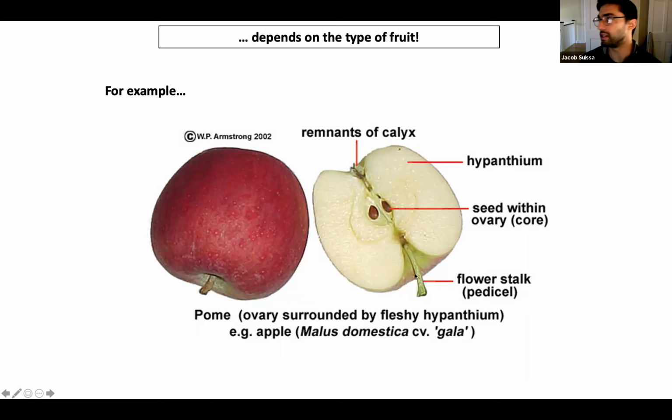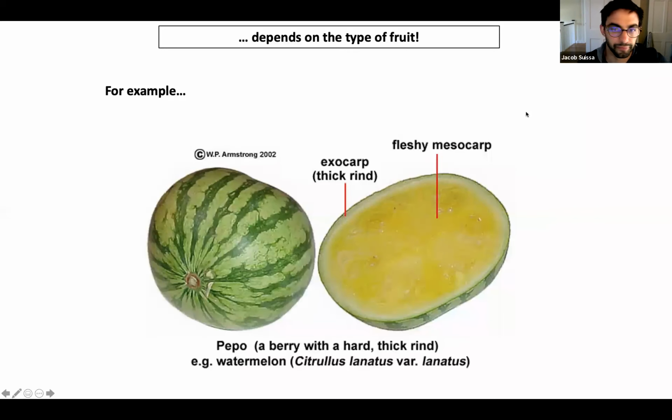Things between inferior and superior get a little dicey when you're working with the hypanthium, but that's just something to remember.